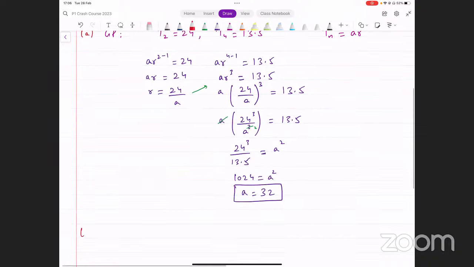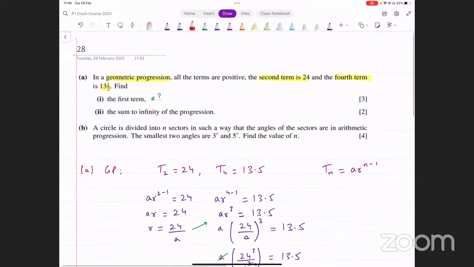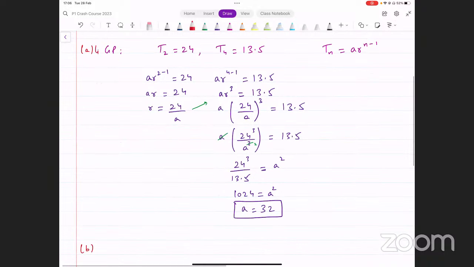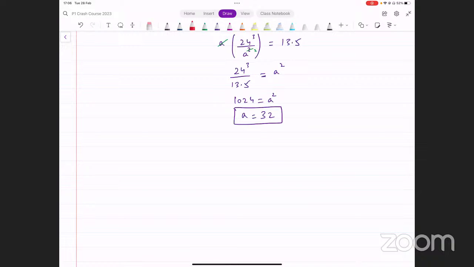Now let's look at the second part, part B. In fact, this was part A1, and then we have part A2.